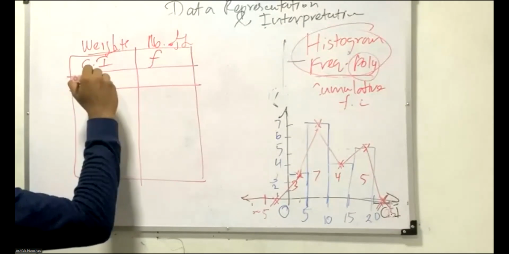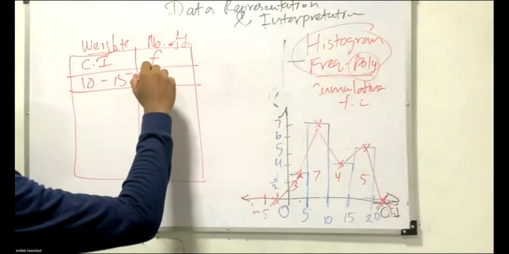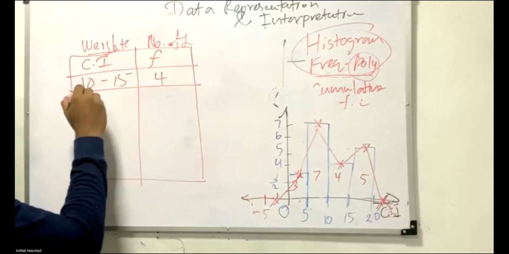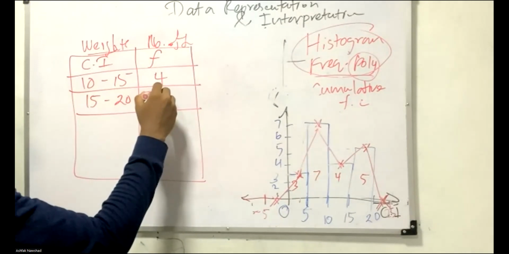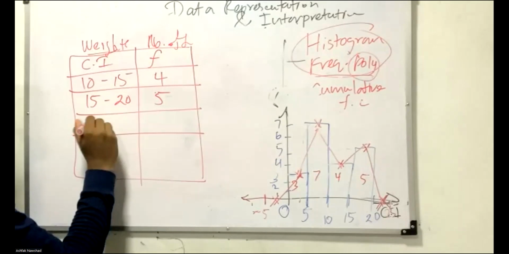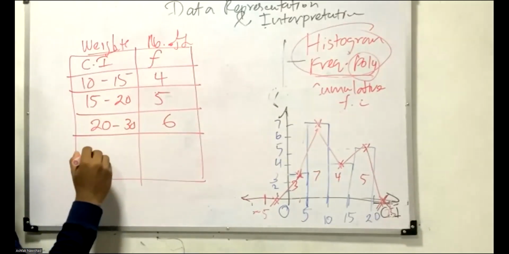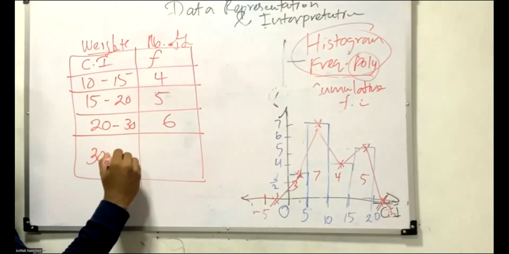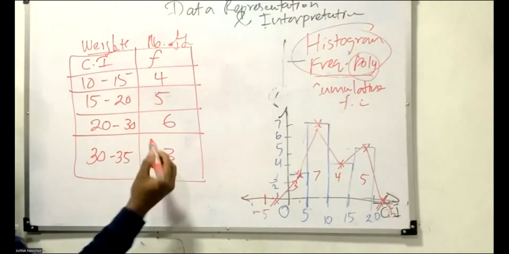Let's start from 10 to 15 kilos. That is, say, 4 fish. 15 to 20, we have 5. 20 to 30, we have 6. 30 to 35, 7 fish. 7, 2, 3.